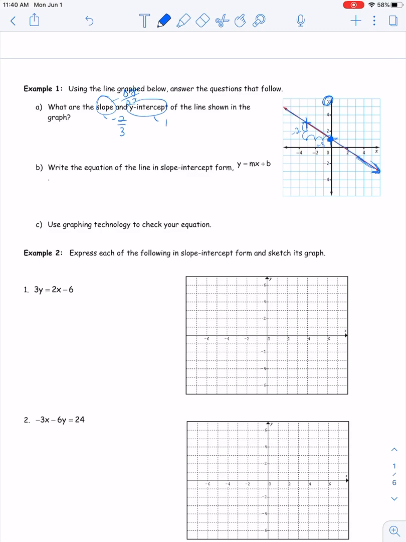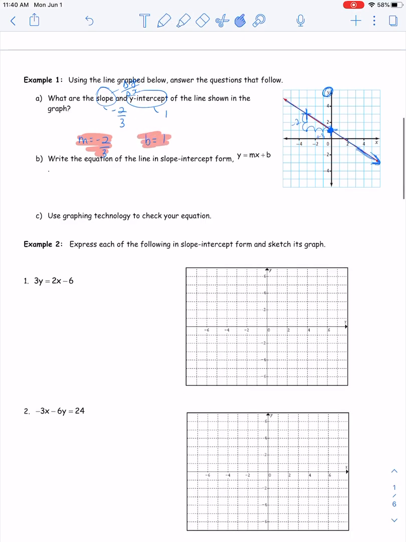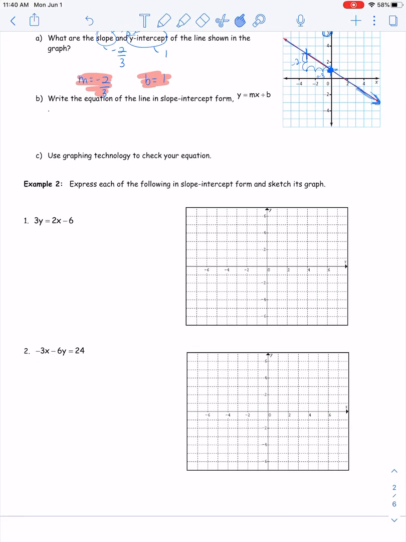What are the slope and y-intercept of the line? Well, I'm just going to label the slope as -2/3, which is m, and my y-intercept, which is called b, is 1. Write the equation of the line in slope-intercept form. So y is equal to, and they give you the form here, -2/3 x plus 1.